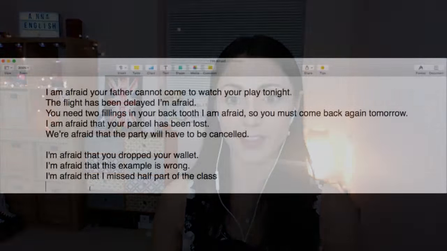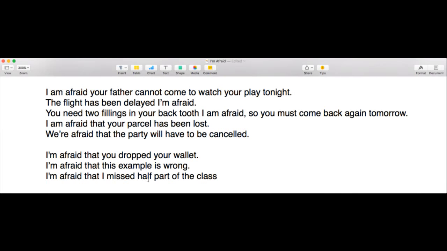"I'm afraid that I missed half part of the class." So let's have a look at this sentence. We've got, I'm afraid that I missed half, so which half? You could either say, I'm afraid I missed half of the class, like this. But if you're saying part, then you might say the first part of the class. You don't need half and part. You don't need both of those words. So I'm afraid that I missed the first part of the class. That would work. Or you could say the first half of the class. That would also work.